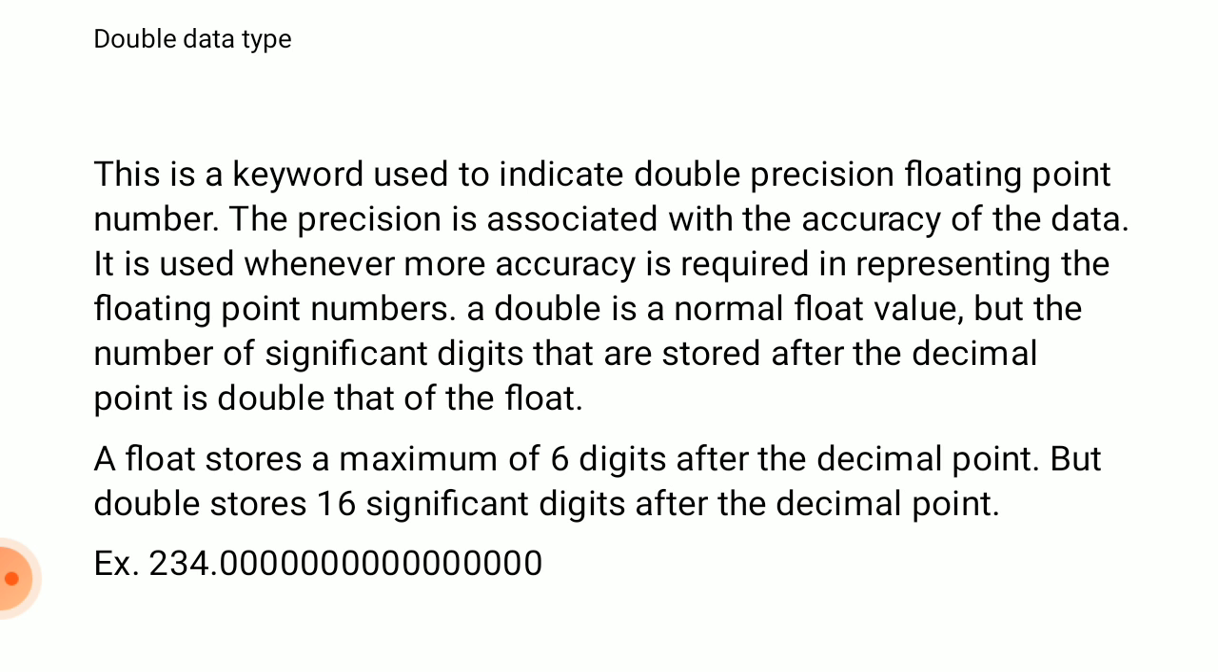So, here you can see the example 234 point, and after that decimal point there are 16 digits. Okay. So, here it gives the accurate value of that floating point number. Okay. Do not get any confusion between float and double, both are floating point data types only. Float stores a maximum of 6 digits after the decimal point and double stores 16 significant digits after the decimal point, only that is the difference. Okay. So, these are the 4 data types: int, char, float and double.